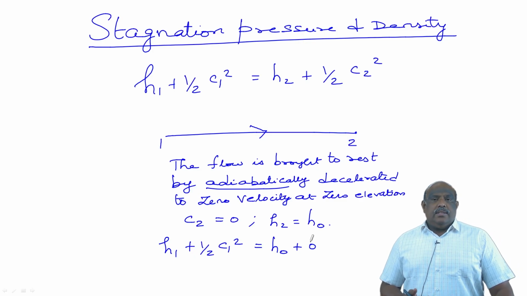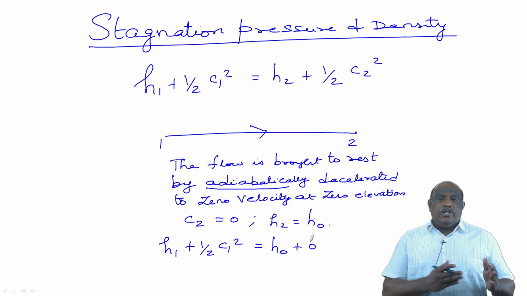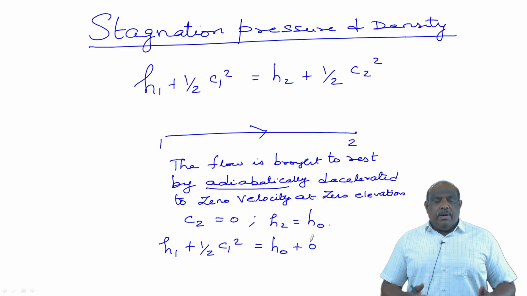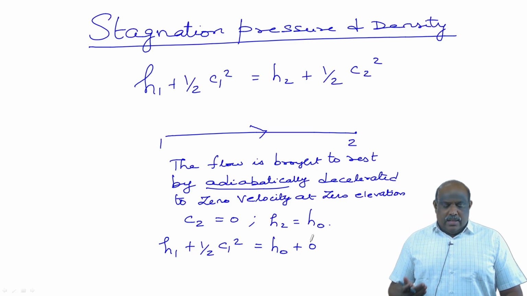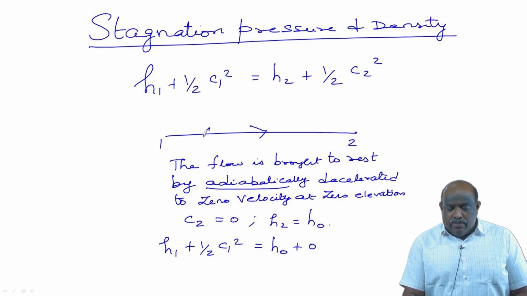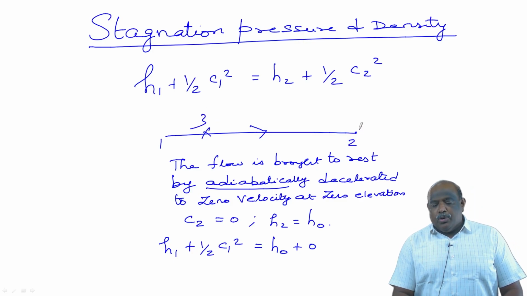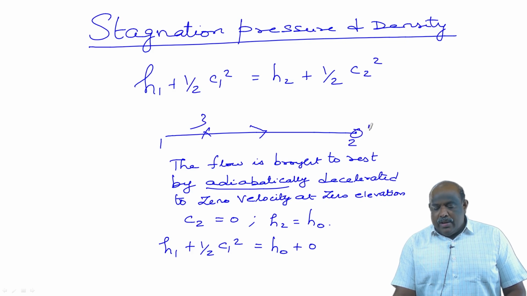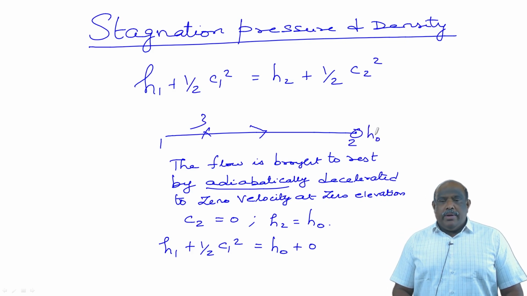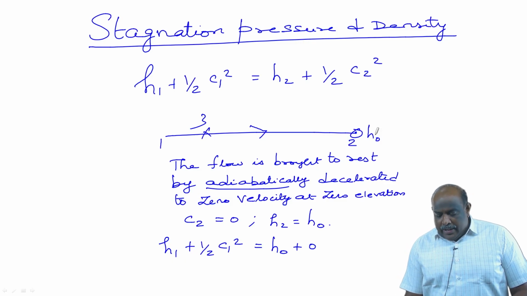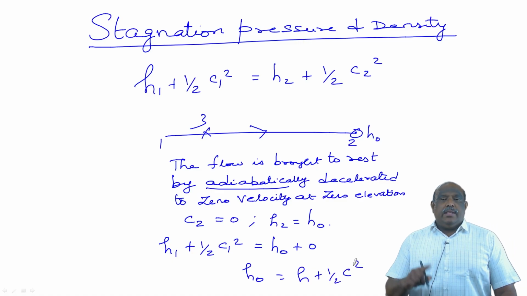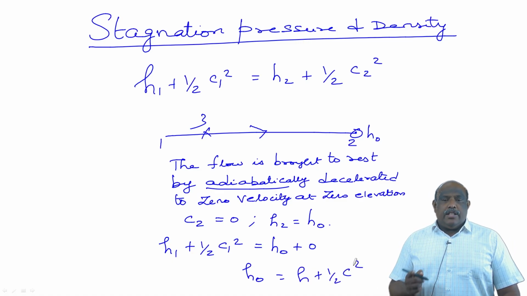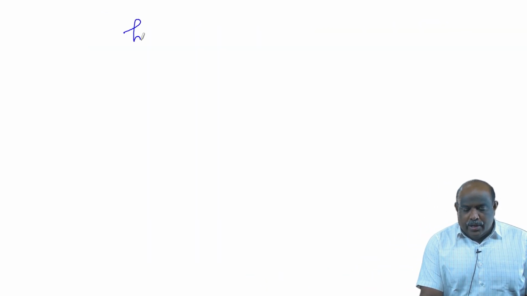As we discussed in the last class, the left hand side terms are variables. H1 and C1 can take any value, but H0 is a constant. Instead of starting from 1, I can start from 3 also, but I will end up at 2, which means at the stagnation state. So there is no meaning of 1 and C, which means my H0 equals H plus half C squared, where H and C are variables and H0 is a constant.